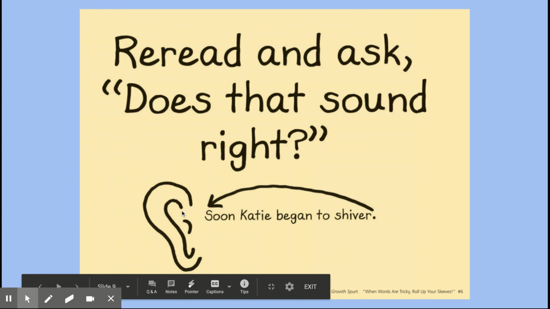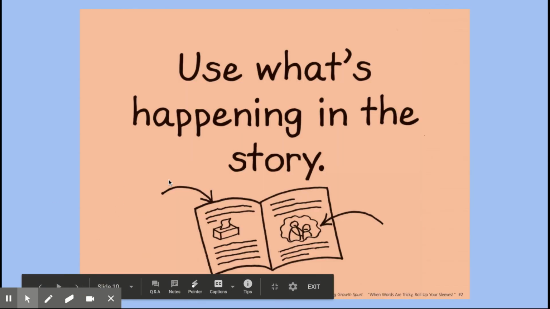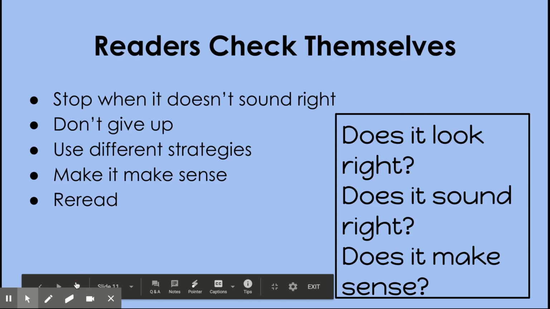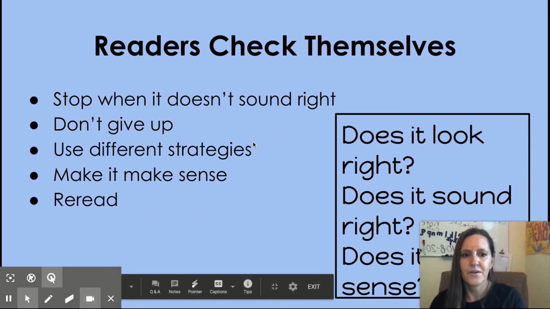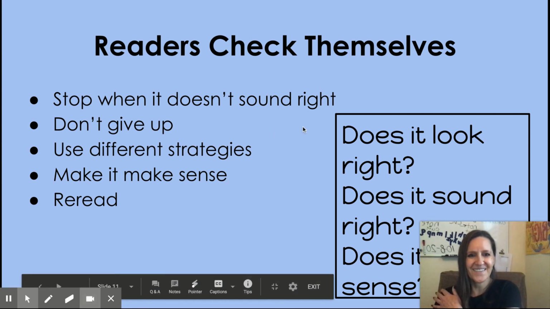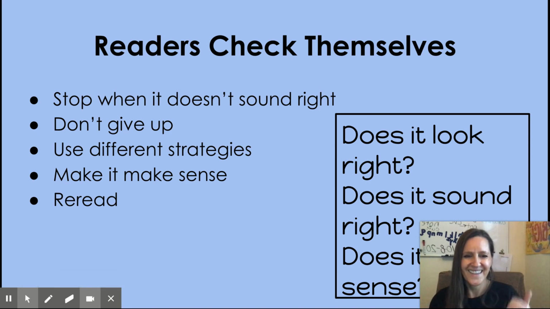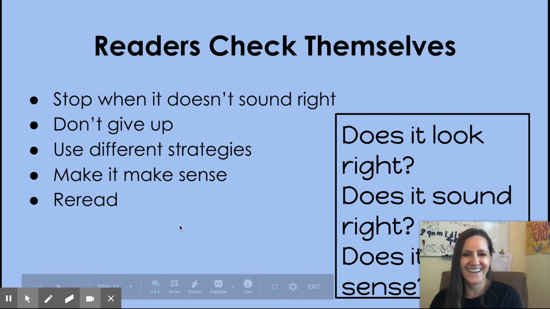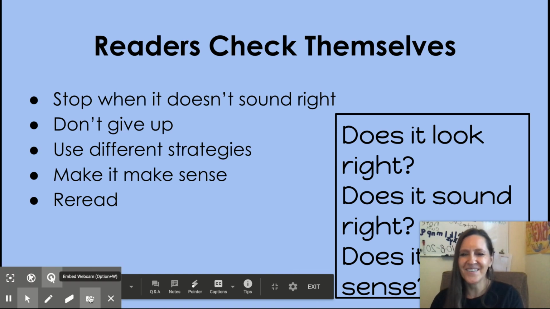Then you ask yourself, does that make sense with what's going on in the book? Use what's happening in the story. And once you have done that skill of cross-checking, does it look right? Does it sound right? Does it make sense? Then you know that you are ready to tackle and read all of these wonderful, new, more challenging words you're going to get. All right, have a great time reading.